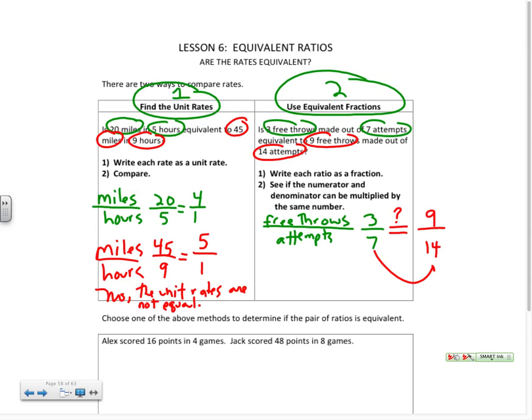I know that 7 times 2 is 14. So I have to check my top number, the numerator, to see if 3 times 2 gives me 9. And I know 3 times 3 is 9. So if I had to multiply by two different numbers, then it can't be equal. So the answer is no, and the reason is the fractions are not equal.